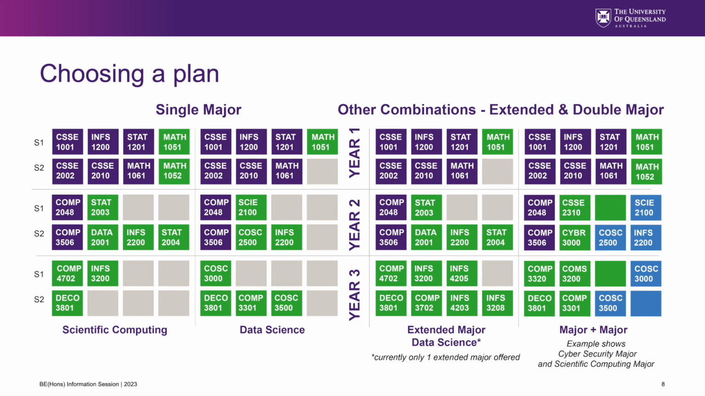As you further define your program, the complexity increases, and it's important to confirm your study plan to ensure you can graduate with the specialisation you want. If you're thinking about doing an extended or a double major, you want to think about this early because the course selection is less flexible than the single major options.